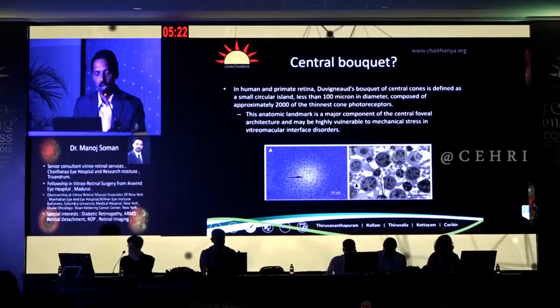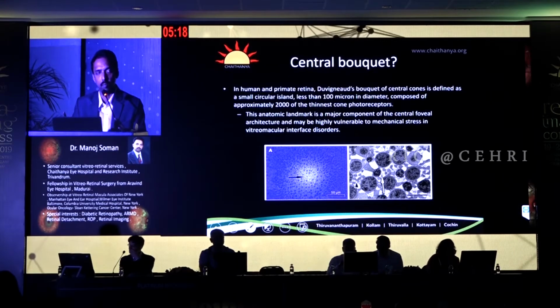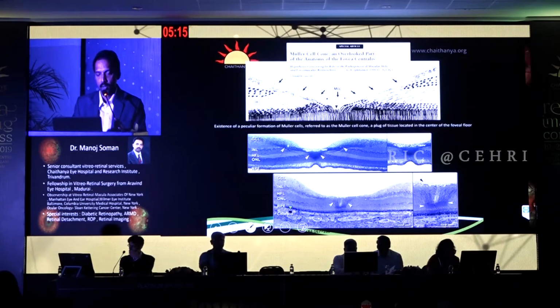Now what you see here in the center is an electron microscopy photograph which shows the central bouquet. What you see is the electron translucent Henle's fiber cut section, along with that interspaced is the electron dense photoreceptor. So this represents the central bouquet.